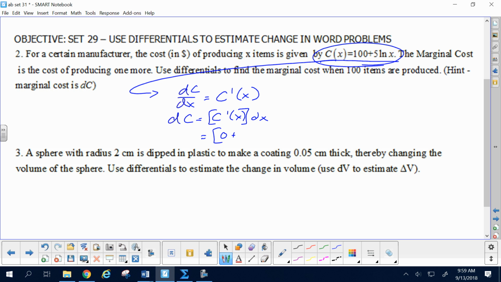Zero plus 5 over x, or just 5 over x. That needs to always be done. In this case, that needs to be done at a certain number. These word problems, they'll usually say at what number? Well, at what x?